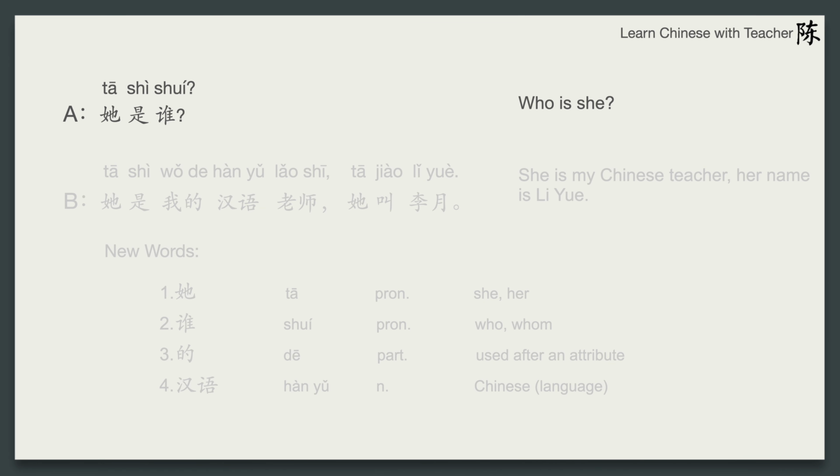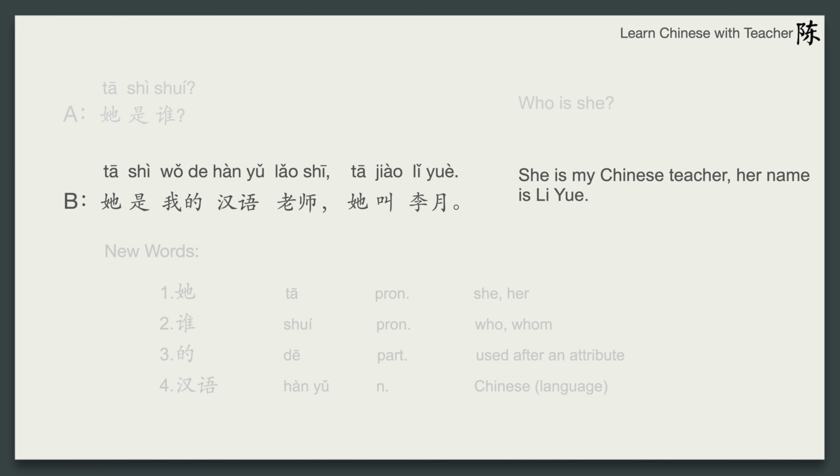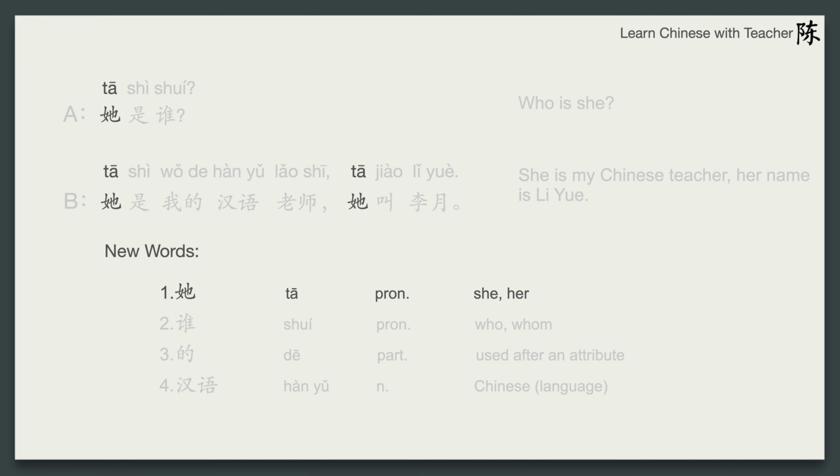The first conversation. 他是谁？他是我的汉语老师，他叫李月。他 is a pronoun, means she or her. 谁 is also a pronoun, means who or whom. De is a particle. It is used after an attribute.